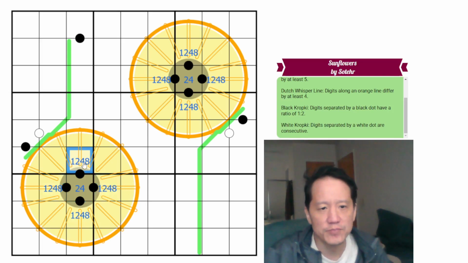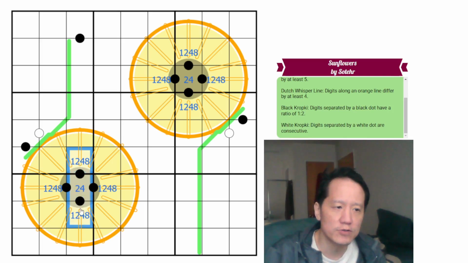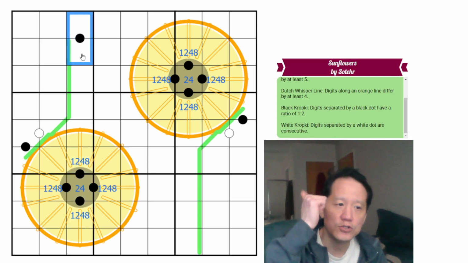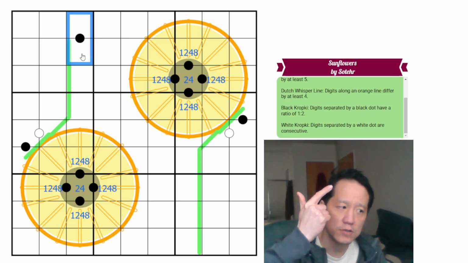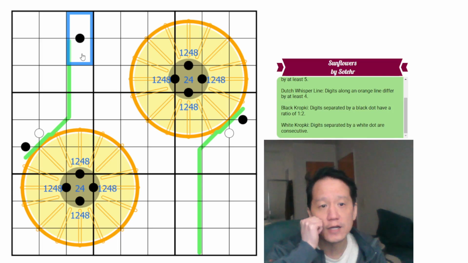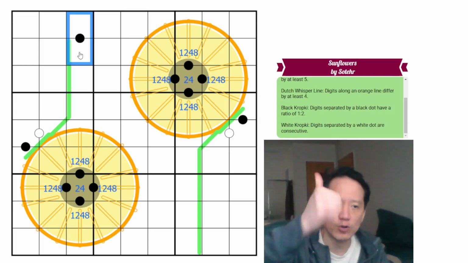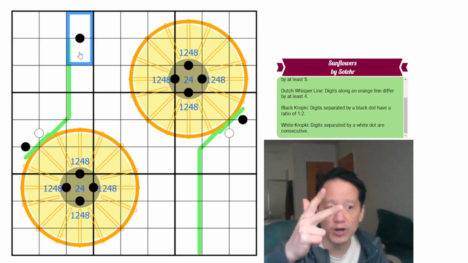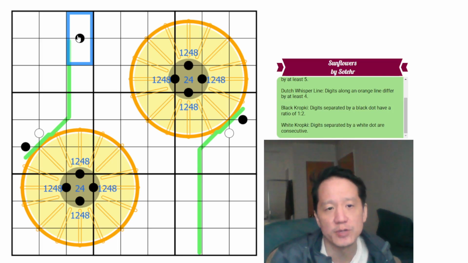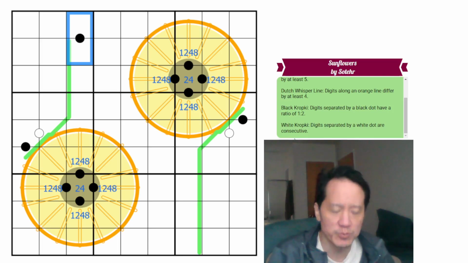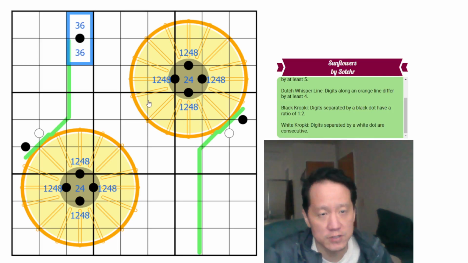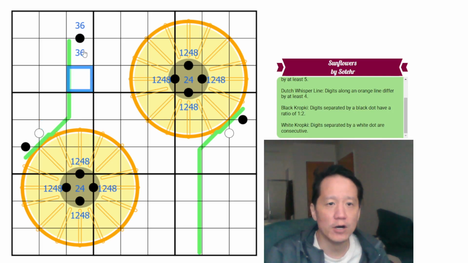Now the thing is, because these both require 2 and 4 in this 1, 2, 4 area, this can never have 2 or 4 in either of these cells, because they all have to be in these 3 cells. So you can't have 1, 2, you can't have 2, 4, and you can't have 4, 8 as the 2 digits that are separated by the black Kropke dot here. So it must be specifically 3 or 6. Well, if this is 6, this becomes 1.